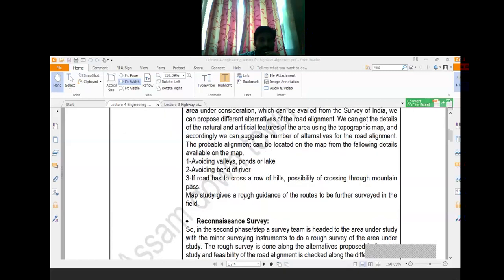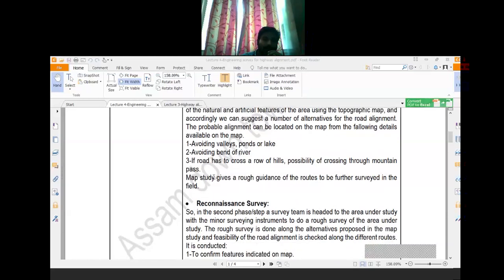Next, if the road has to cross a row of hills, suppose a hilly area you need to cross, then you need to look for a mountainous pass. Map study gives rough guidance of the routes to be further surveyed. From the map study, you get to know different alternative routes. After you decide your alternative routes, you have to go for the physical survey. So our next survey is the reconnaissance survey.